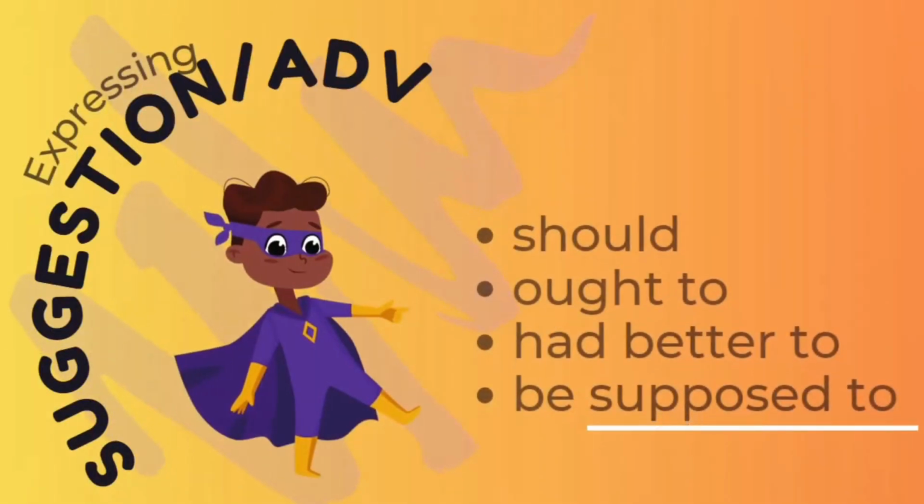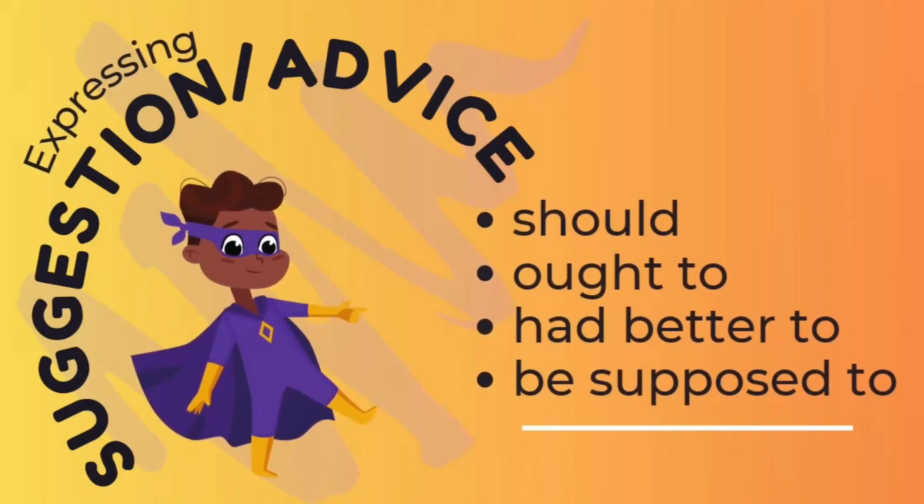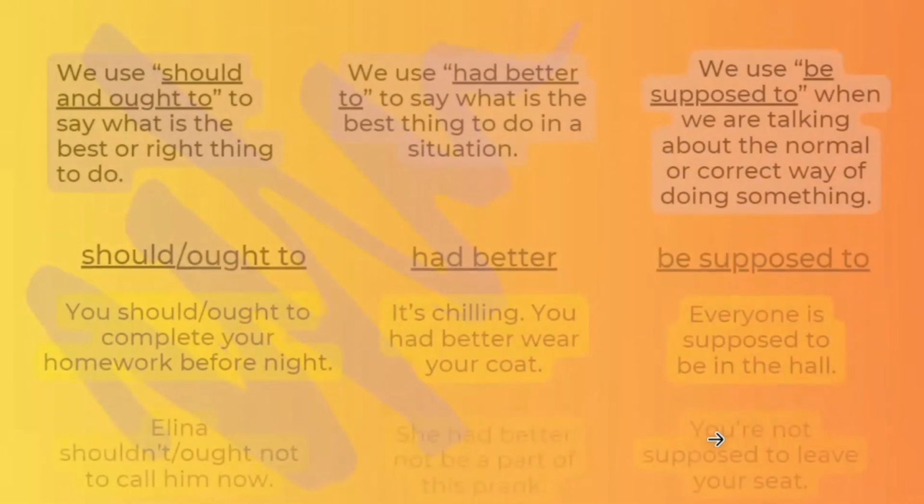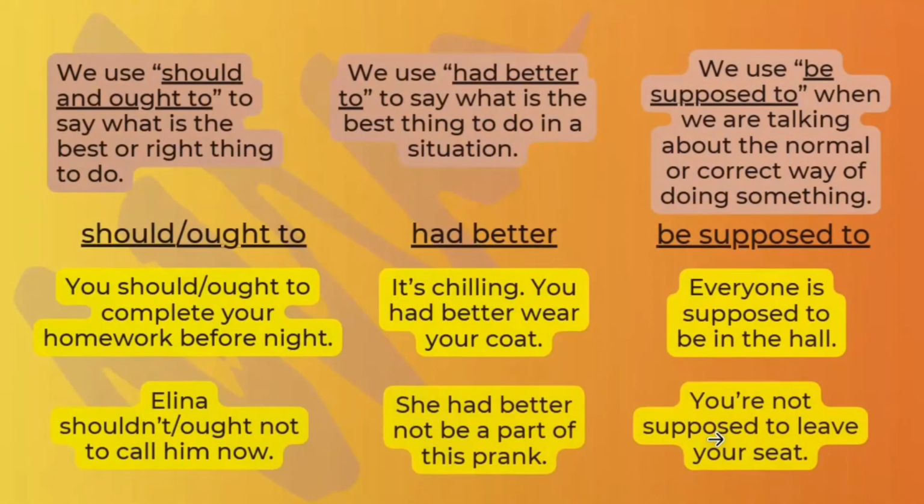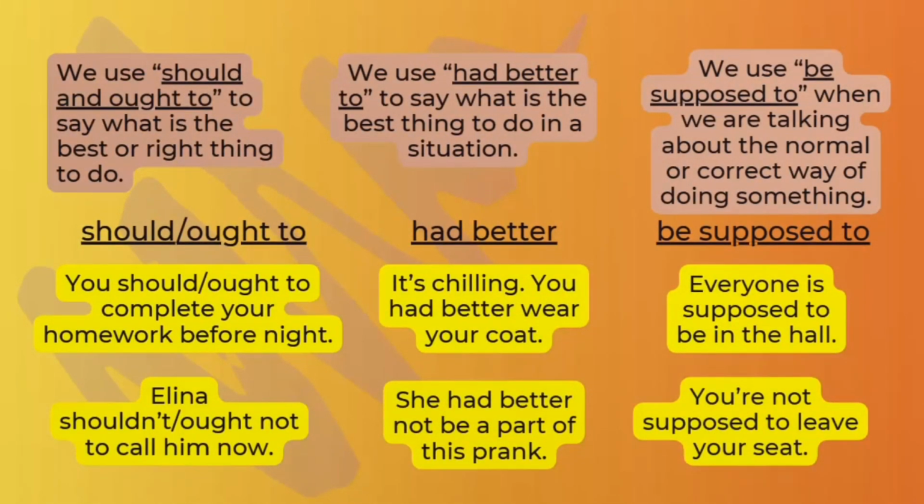Now we have some other modal verbs that will help us in expressing suggestions or advice. They are should, ought to, had better, or be supposed to. Once again, had better and be supposed to are some structures that you can use to sound impressive. They are similar to should or ought to. So let's first talk about should and ought to.